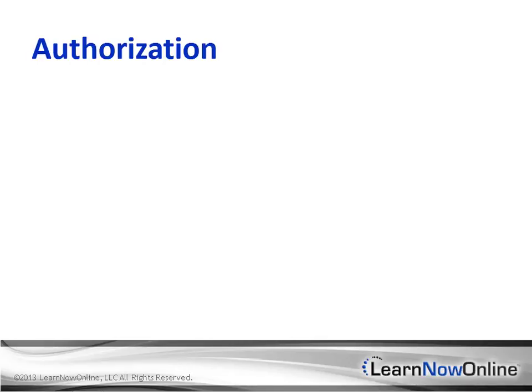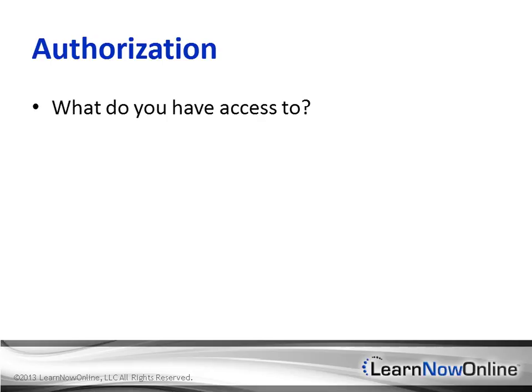When we're dealing with security, the authentication question answers who are you. But once we've figured out who the person is, typically with a username and password or some kind of credentials that maybe come from a third party, the next question we have to answer is one of authorization. Authorization asks the question, what do you have access to? So now that we know who you are, where can you go?